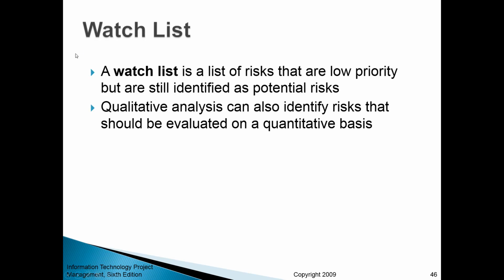Now, in addition to this top 10 list, you can also maintain a watch list. It's a list of risks that are low priority but are still identified as potential risks. So you have those risks captured, and if necessary, you can elevate their importance. So all in all, just like I said in the beginning of this part, qualitative analysis can help identify and classify risks so that subsequently they can be analyzed in a more numerical or quantitative fashion.